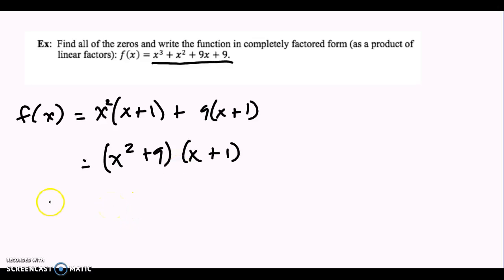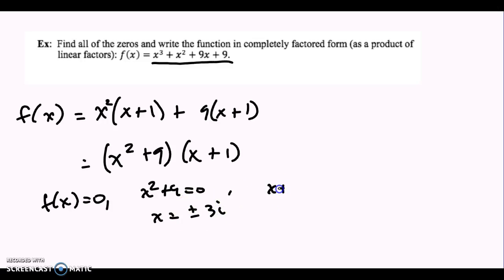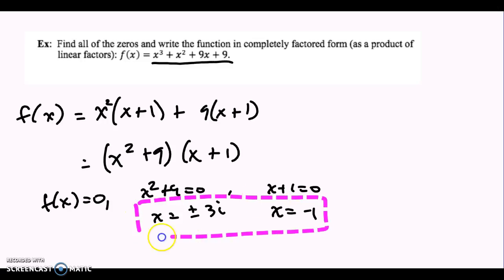Now if I want to find the zeros, I set f of x equals 0. That means x squared plus 9 equals 0, so x is equal to plus and minus 3i. And I set x plus 1 equals 0, so x equals negative 1. Those are my zeros. It's all of them.